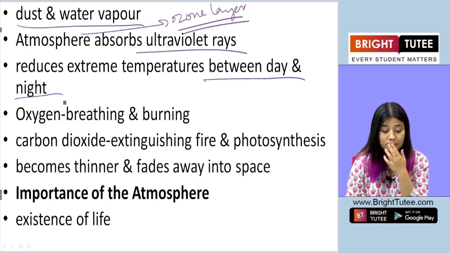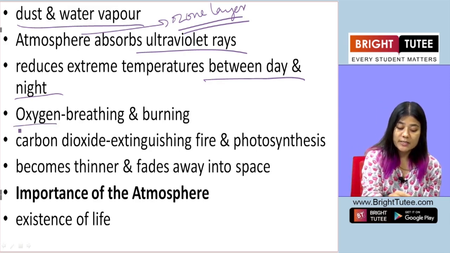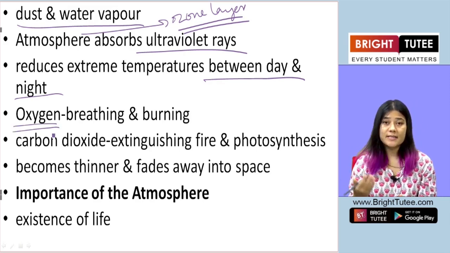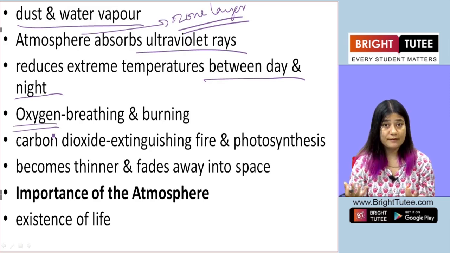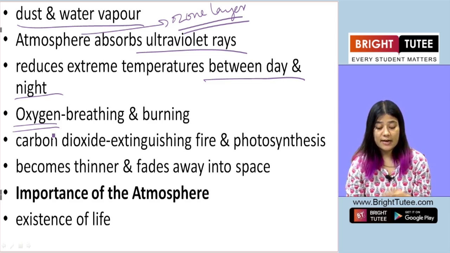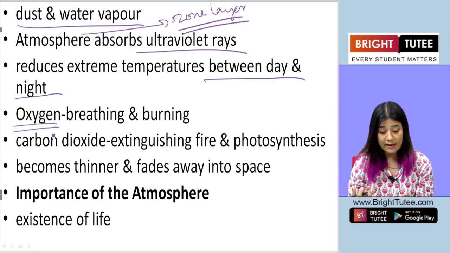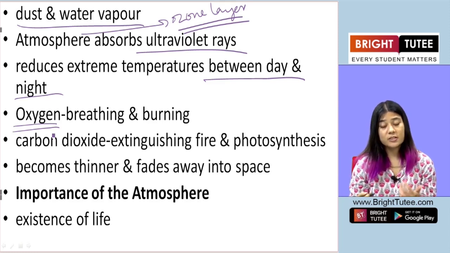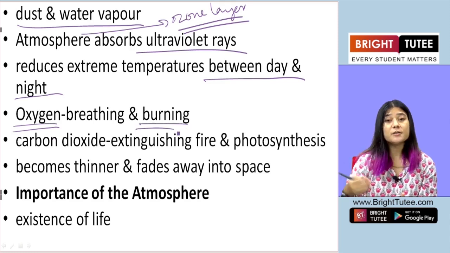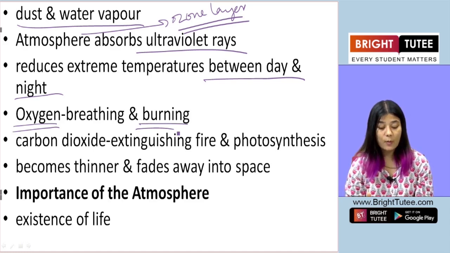Now, the atmosphere also provides us with oxygen. Oxygen is very essential for us to live, right? Without oxygen we cannot live. We have to breathe oxygen, so oxygen is provided for us to breathe the air. But apart from that, oxygen is also required for burning purposes. For anything to burn, oxygen is required.